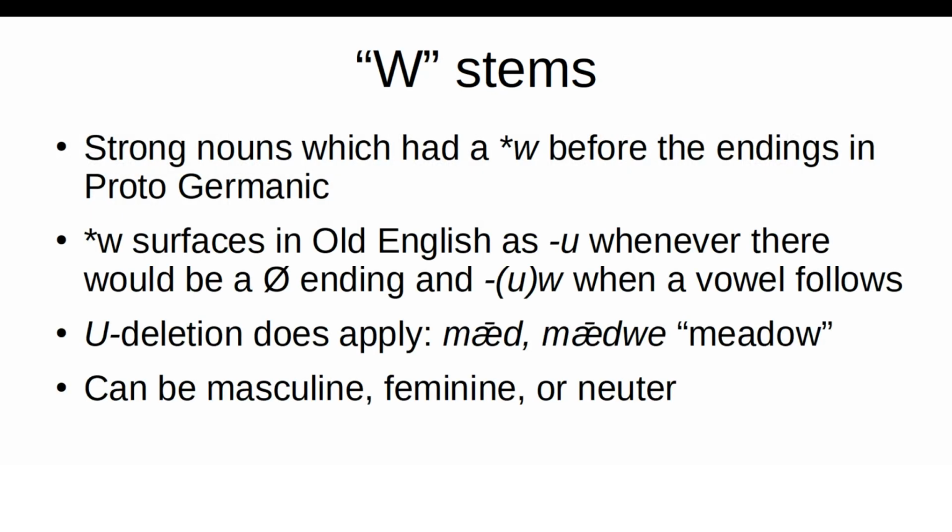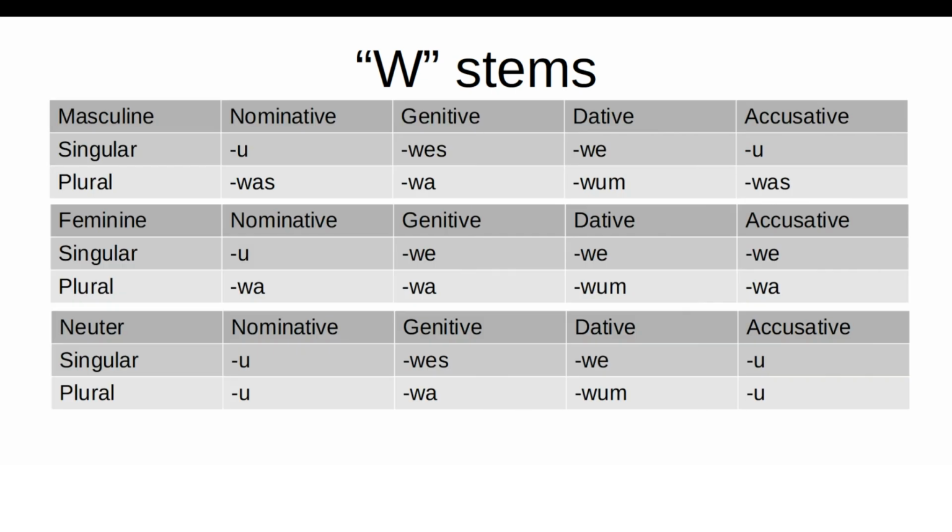So W-stems. These had a W before the endings, and this surfaces in Old English as a U whenever there would be no ending, and as W when a vowel follows. U deletion does apply here, so we have mad, madwe, which means meadow. These can be any gender: masculine, feminine, neuter W-stems. So these are all the forms. It's basically the same as the strong declensions, just add a W or a U. I won't go into too much detail because it's basically the same as the strong declensions.